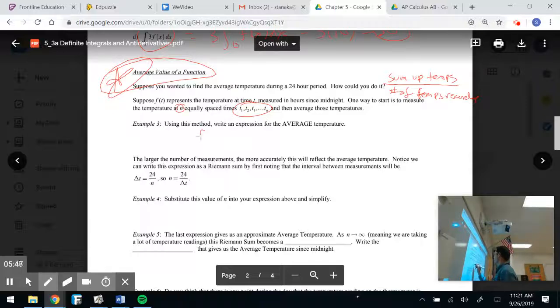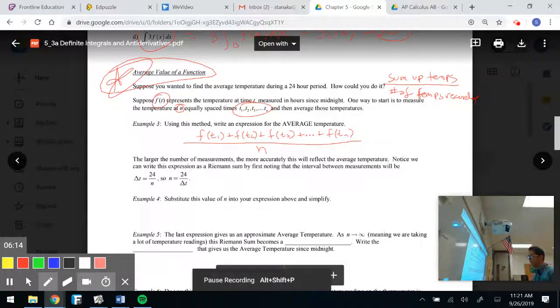So that would be like f of, right? Because let's say we have some function, f of t being the temperature at time t. So we have f of t1, plus f of t2, plus f of t3, right? Those are all temperatures, 68 degrees, 74 degrees, plus, plus f of tn, right? And we're going to divide that all by what? The number of temperatures we had, right, class?